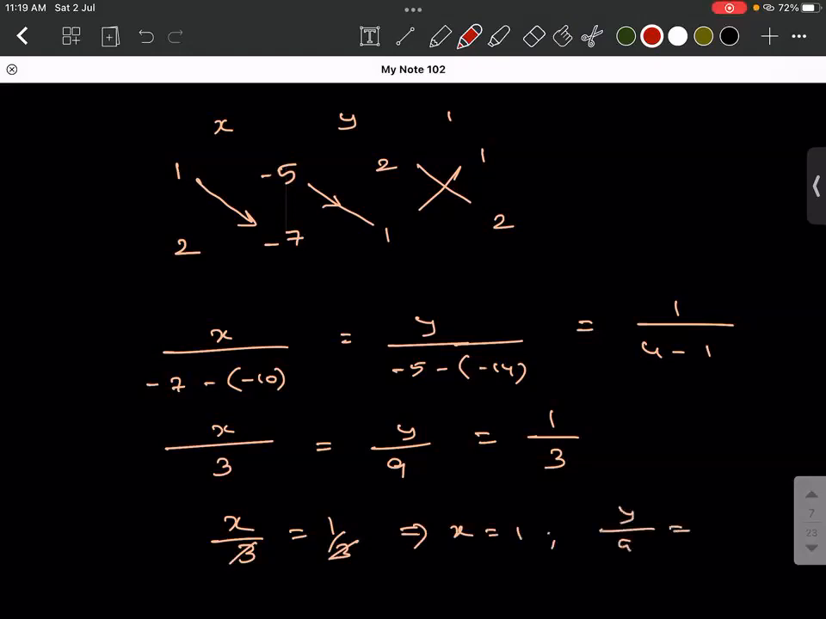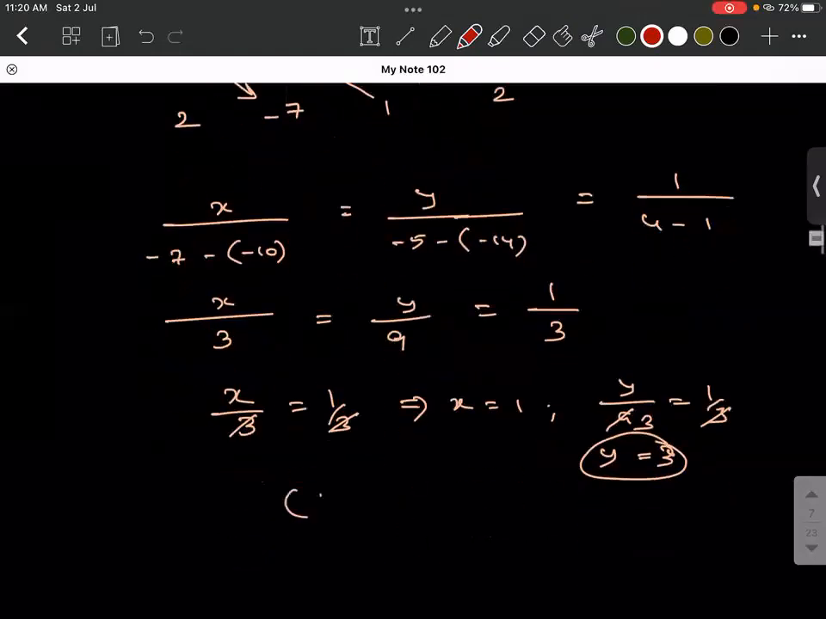Y by 9 is 1 by 3. So y will be... So what are the coordinates again? 1 comma... Now is it justified that whatever method you follow, we get the same answer? Right? I hope it is clear, no?